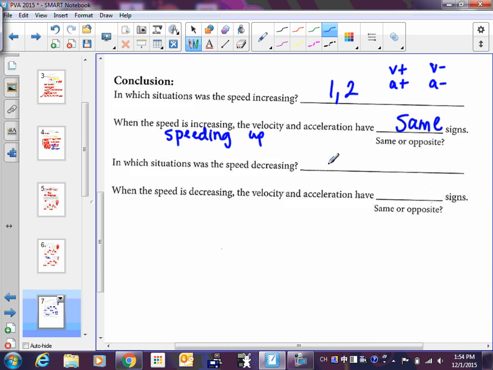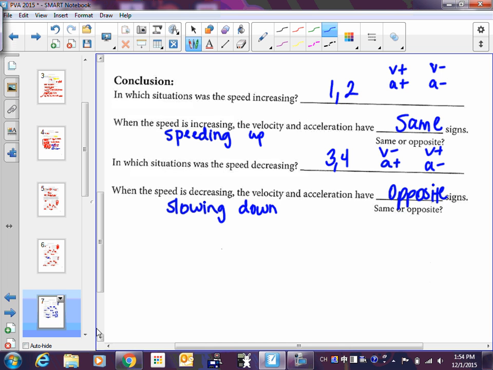In what situations was speed decreasing? This would be 3 and 4. In one of these situations, the velocity was negative, but the acceleration was positive, and in the other situation, it was the opposite. Either way, one positive and one negative, they had opposite signs, and that caused speed to be decreasing, which we could also phrase as slowing down. When velocity is negative, this doesn't become as intuitive as when velocity is positive. So this is a good way to fall back on this, and also a good way to explain your answer.